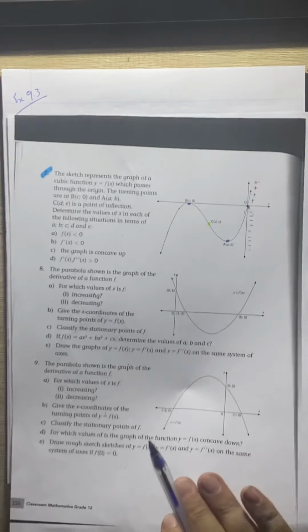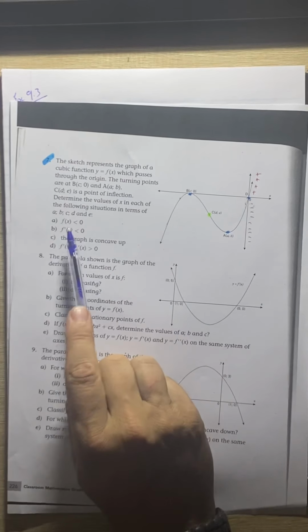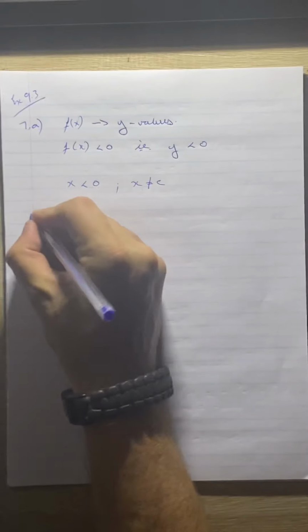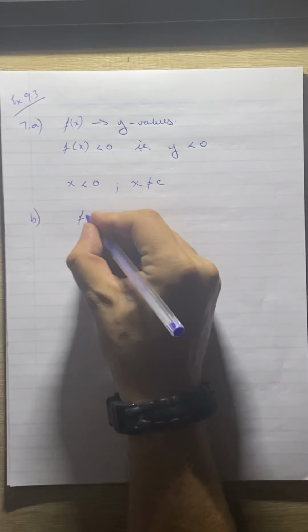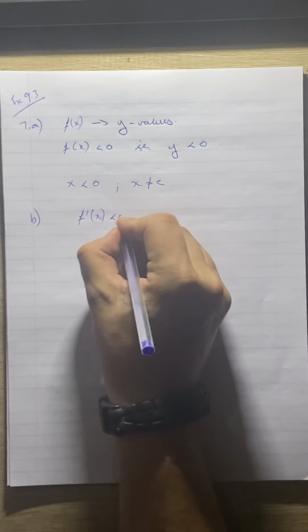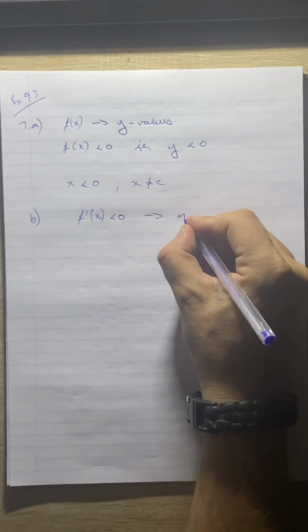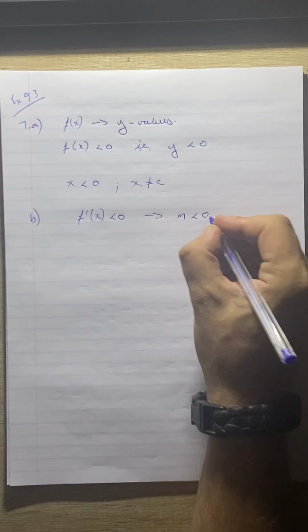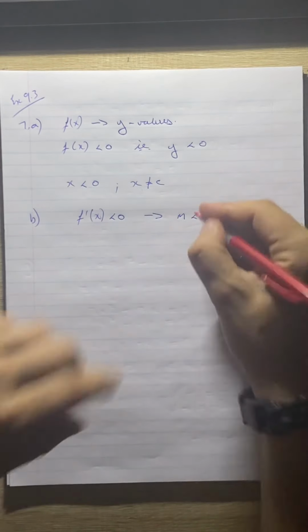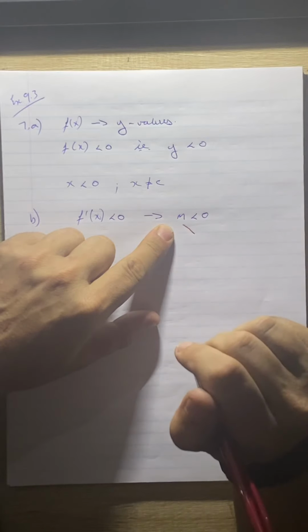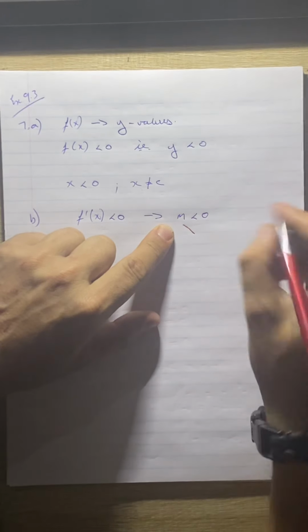Now, question B is asking, where is f dash x less than 0? So if we look at question B, they're saying, where is f dash x less than 0? This actually means, where is the gradient of the graph less than 0? So if a gradient is negative, it means that the graph is going in this direction. Okay, and I just want to show you here in a different color.